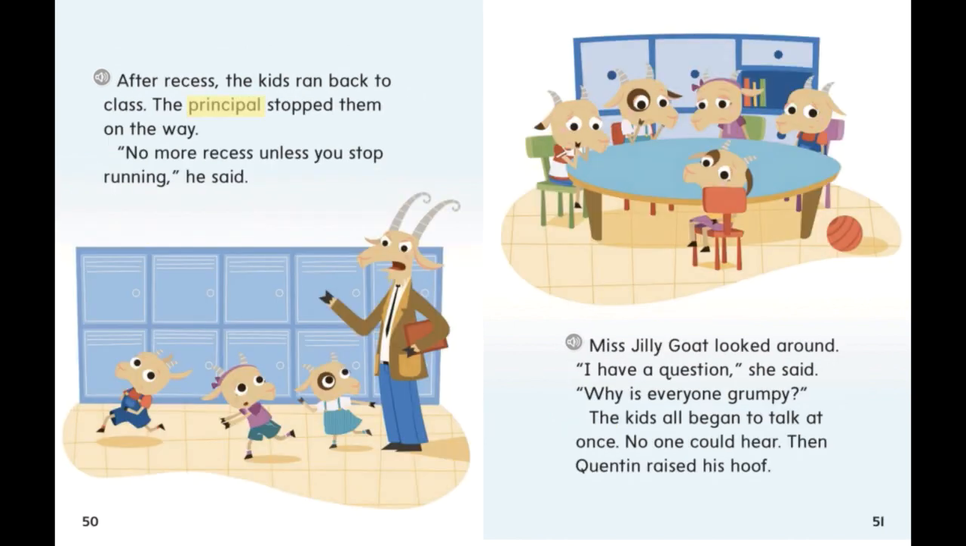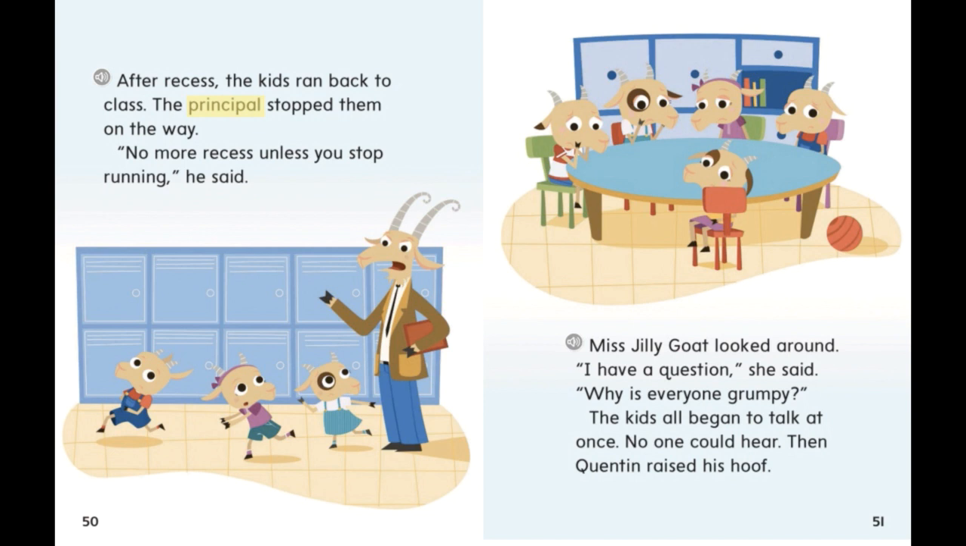After recess, the kids ran back to class. The principal stopped them on the way. "No more recess unless you stop running," he said. Miss Jillygoat looked around. "I have a question," she said. "Why is everyone grumpy?" The kids all began to talk at once. No one could hear. Then Quentin raised his hoof.